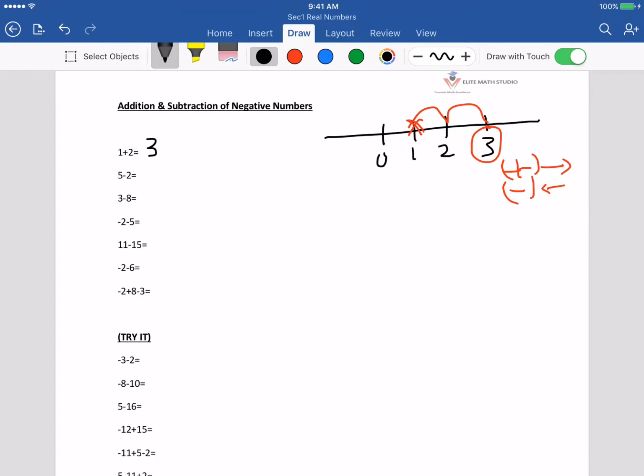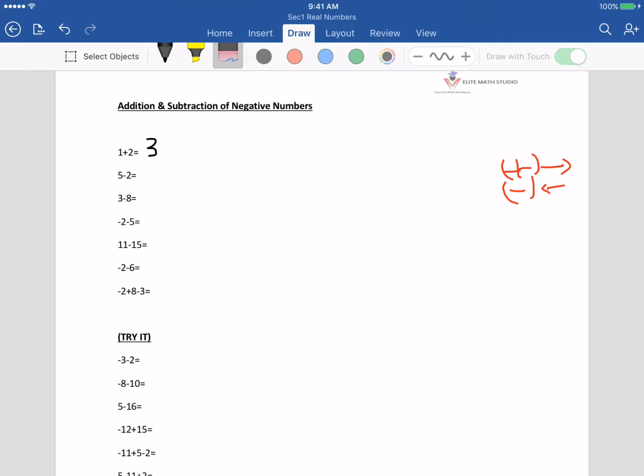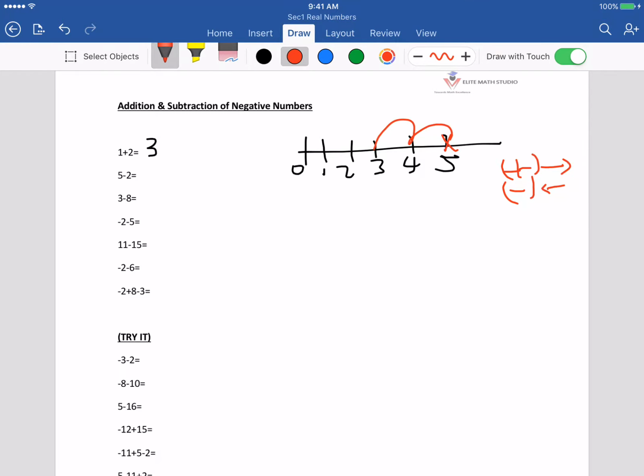5 minus 2 is actually the same concept. What's 5 minus 2? Let me erase this first. 5 minus 2. 5, 4, 3, 2, 1, 0. What number do you start with? 5. You move left 2 steps. So the answer is actually what? 3.